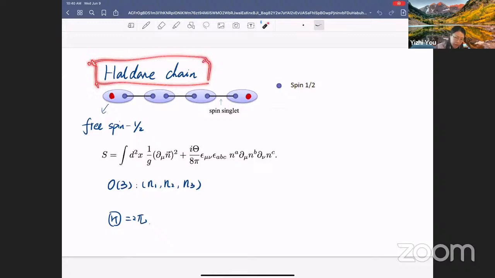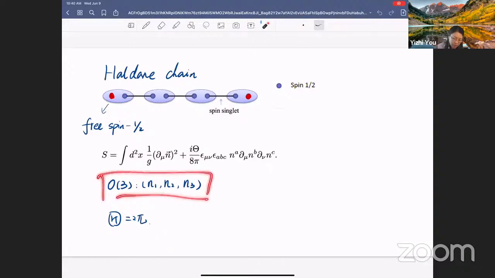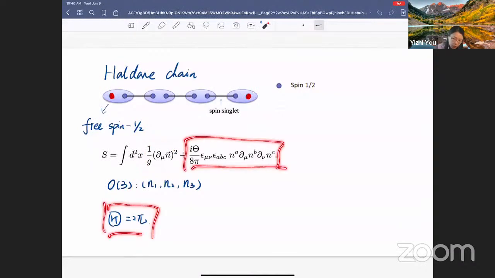And in field theory, a straightforward way for us to understand the Haldane chain is the nonlinear sigma model description, because we have a spin degree of freedom. So in principle, we can introduce an O(3) rotor degree of freedom where each component characterizes the spin polarization in the XYZ direction. And the Haldane chain corresponds to a fluctuating nonlinear sigma model with an O(3) theta term at theta equal 2 pi.